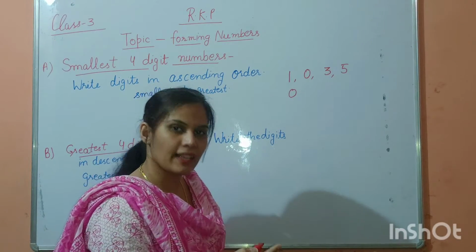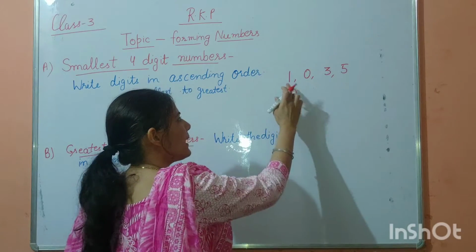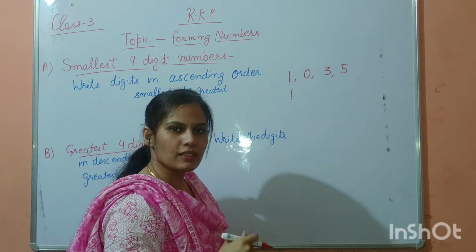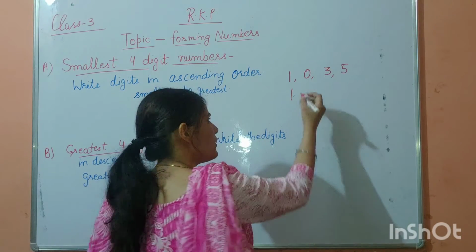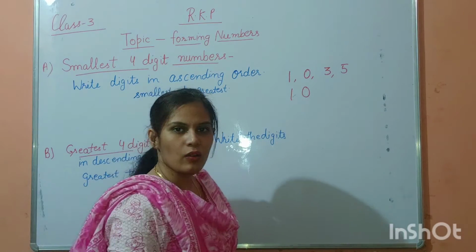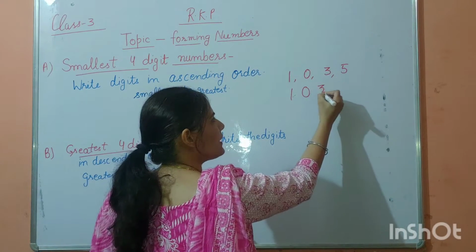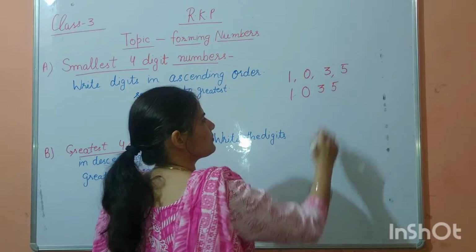So what is your second smallest number? That is 1. And after that, what number will come? 0. And now again the smallest number between 3 and 5, 3 and 5.